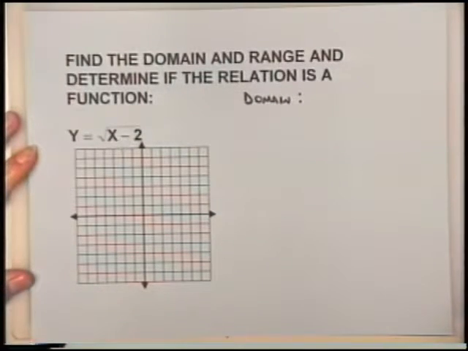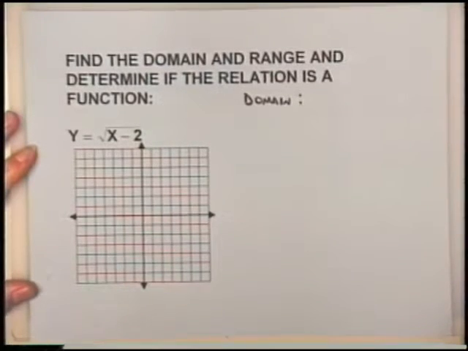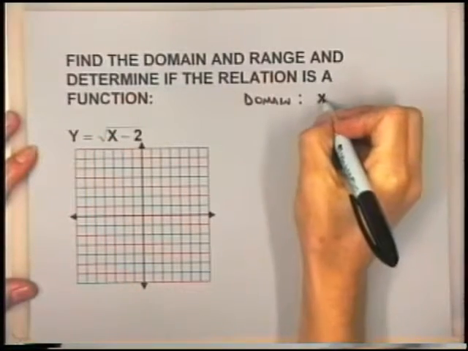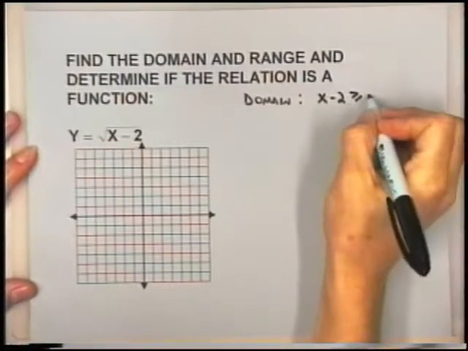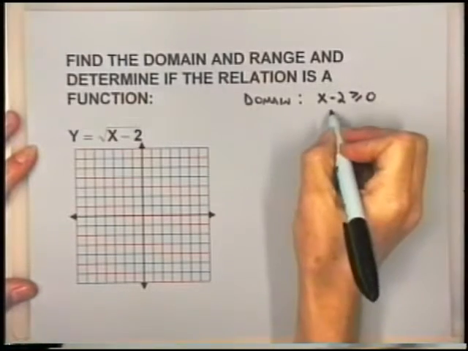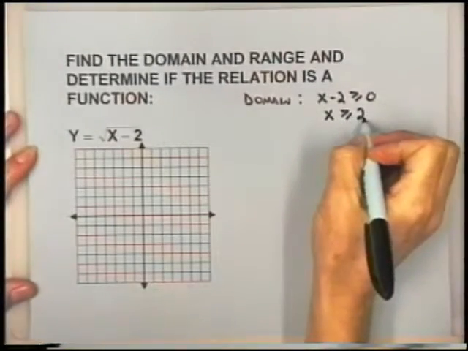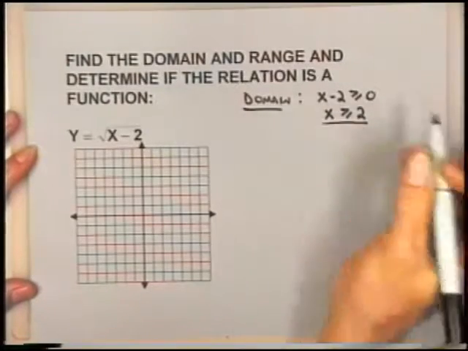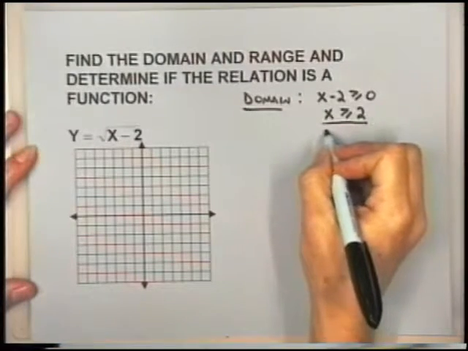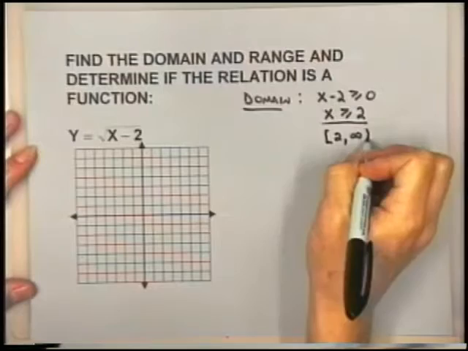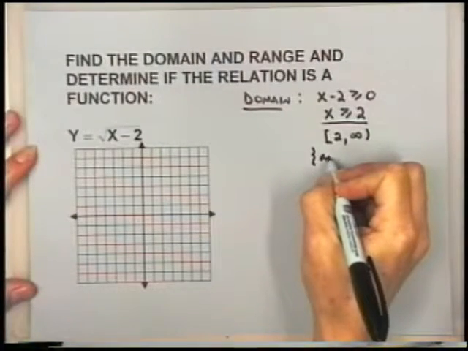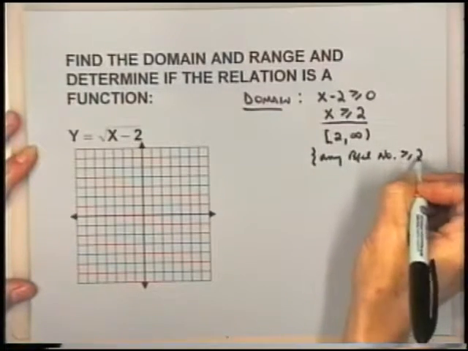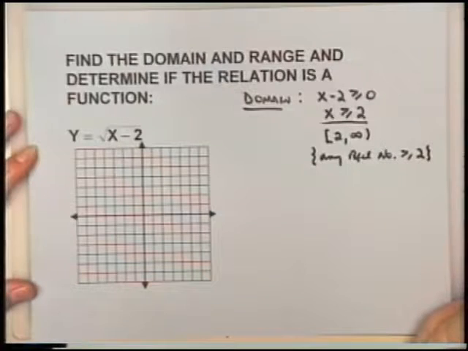Now in this problem, notice that the square root was already written in the problem. So first of all, this quantity under the square root sign cannot be negative. We need x minus 2 to be greater than or equal to 0. Solving for x gives me x is greater than or equal to 2. This identifies my domain. And I can say that again in interval notation as being from 2 to infinity, or in set notation as any real number x greater than or equal to 2.